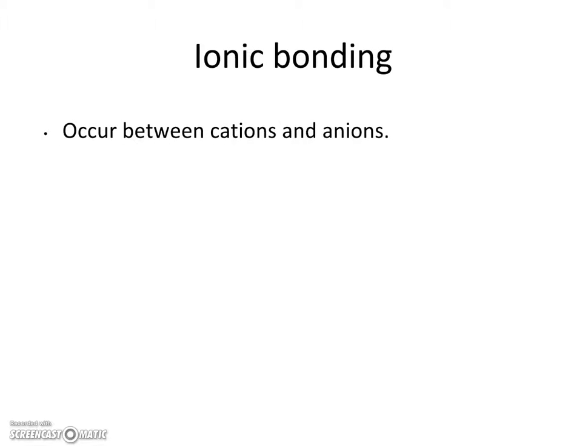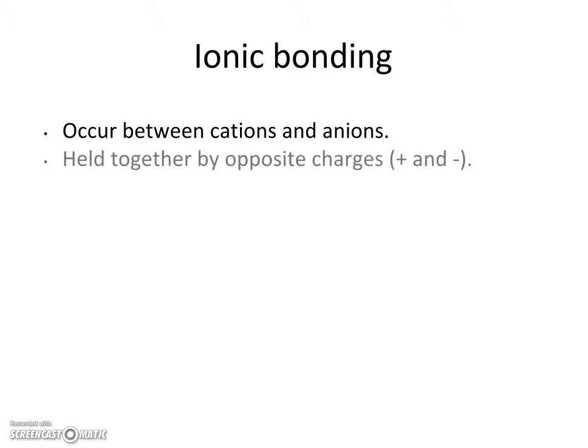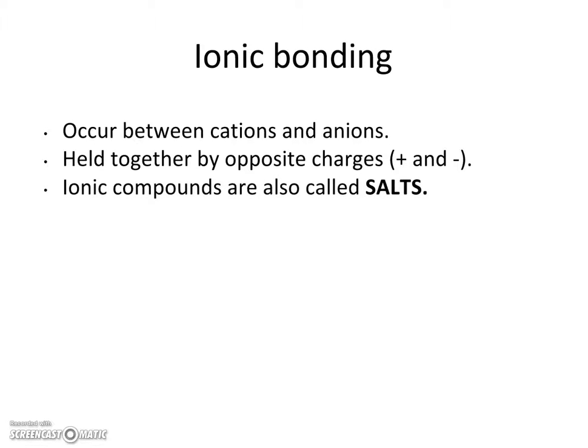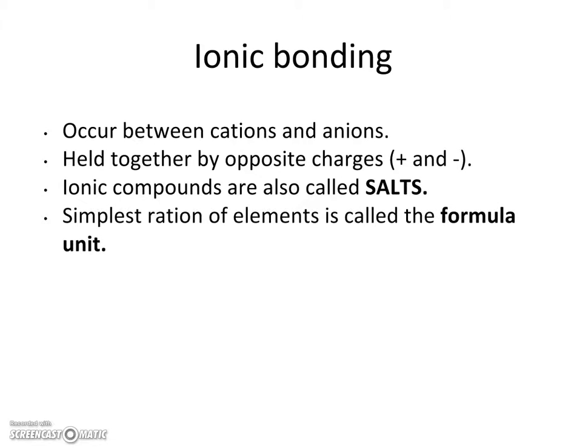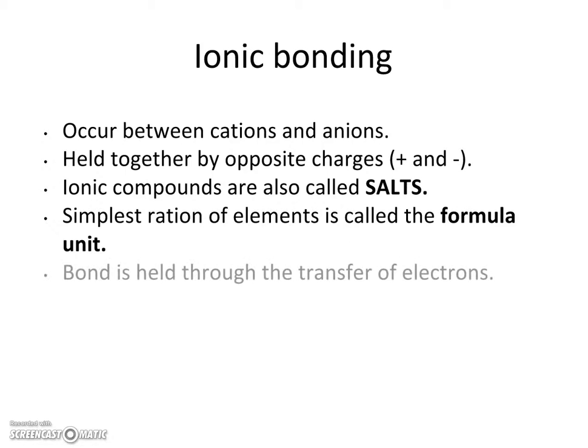Ionic bonding occurs between cations and anions, as we've already discussed. They're held together by opposite charges, positive, negative attraction. Ionic compounds are also called salts. The simplest ratio of elements, sorry about the spelling there, is called the formula unit. And bonds are held together through the transfer of electrons in ionic compounds.